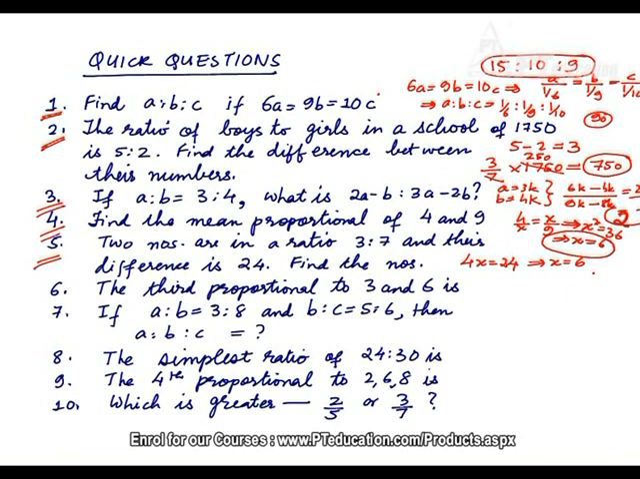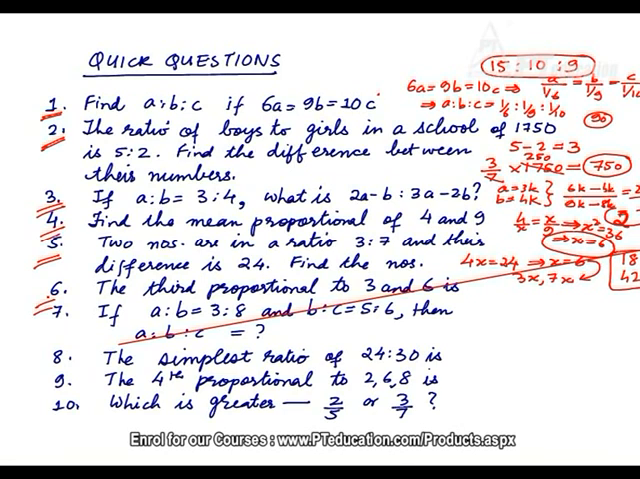But I have to find the numbers, and the numbers were 3x and 7x. So put x here. So 3x will be 18 and 7x will be 42. This is our answer for question number 5. I hope this is absolutely clear. We come to question number 6.